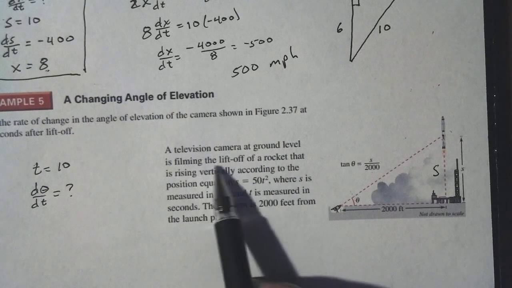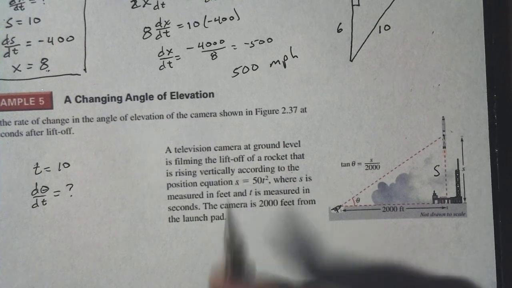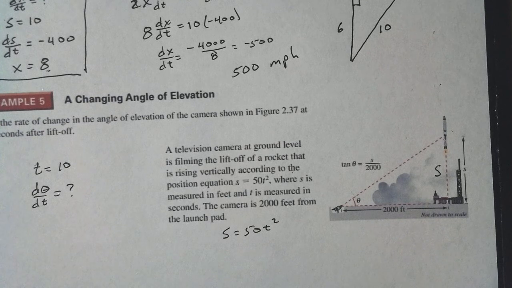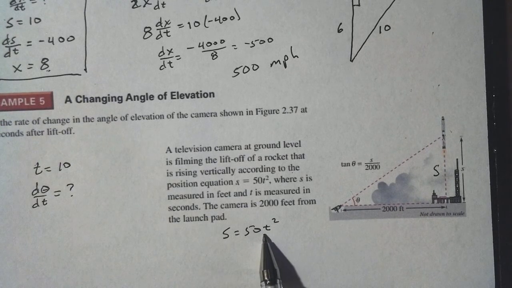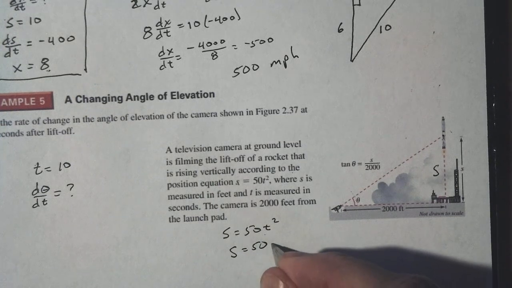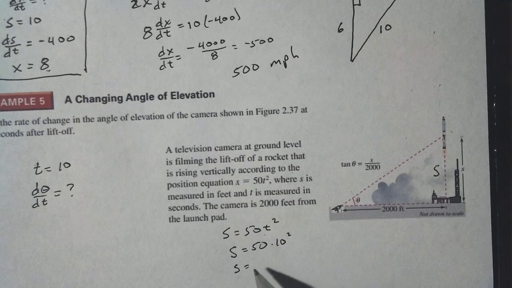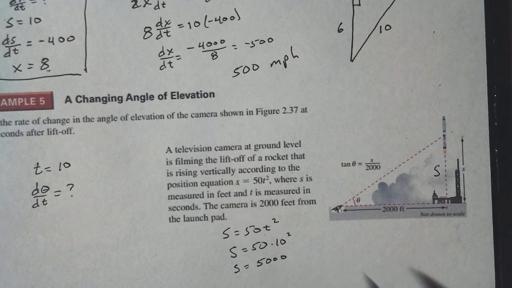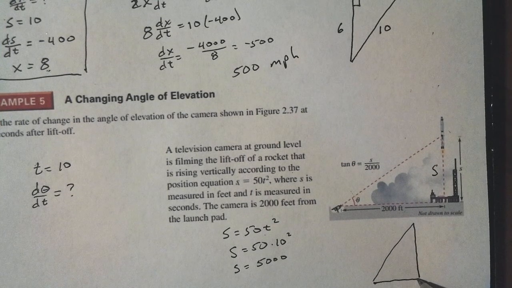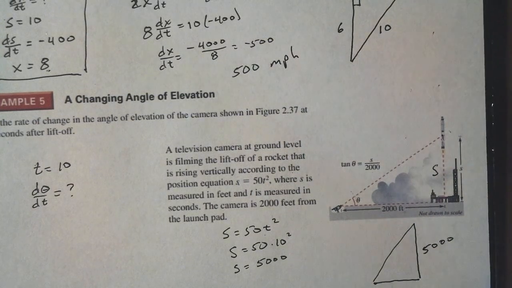A television camera at ground level is filming the liftoff of a rocket that's rising vertically, and its position is S equals 50t squared. Well, S equals 50t squared after 10 seconds: S equals 50 times 10 squared would be S equals 5,000. So I'm just going to draw what's happening here at our snapshot. This is part of the snapshot as well. This would be 5,000.